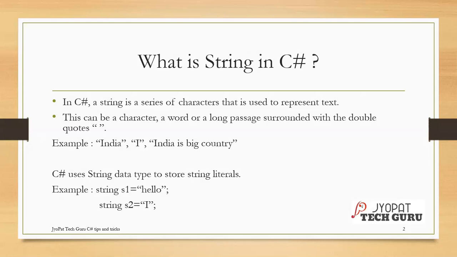So what is a string in C#? In C#, a string is a series of characters that is used to represent text. This can be a character or a word or a long passage surrounded with double quotes. So whenever you include double quotes around a particular word or a character or a sentence, it will be considered as a string. So "India", "India is a big country", all are considered as strings. C# uses the string data type to store string literals. So you can store using the data type called string. String s1 equal to "hello" or "I".